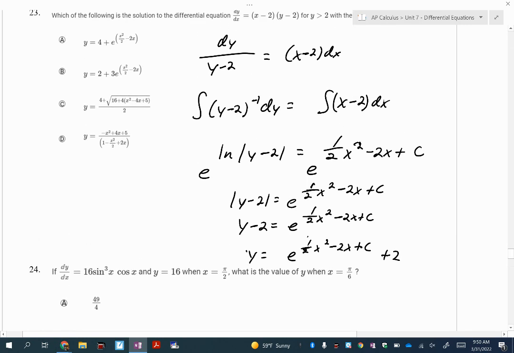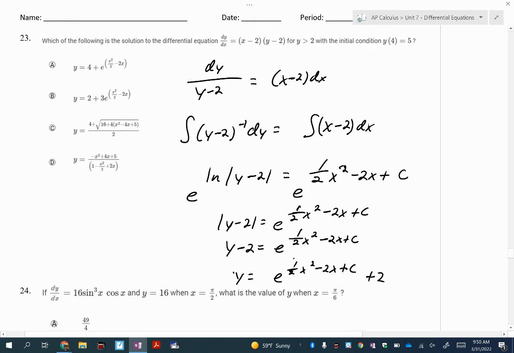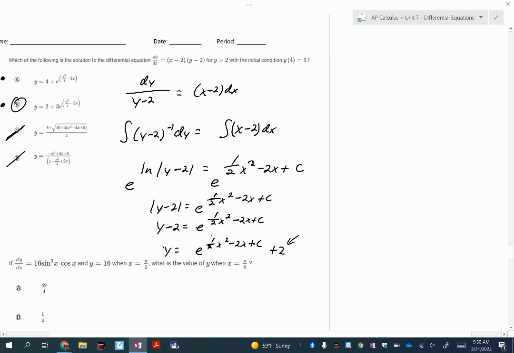All right, so I'm going to do a little bit more work here so you can see what the answer is, but you'll notice that in terms of the answer choices, these don't look anything like what we're doing. So it's got to be between A and B, and you've got this plus 2 here to show you that's why it's letter B. But let me show you the initial condition work.